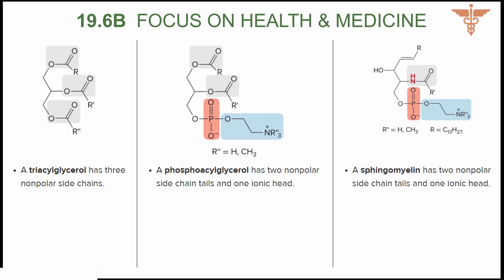So just a summary here. A triacylglycerol has the 3 nonpolar side chains. Glycerol is the backbone. And it's got 3 ester bonds from the 3 fatty acids. A phosphoacylglycerol has 2 nonpolar side chain tails instead of 3 of the triacylglycerols, and 1 ionic head, so this is the polar head. There's 2 esters here and 2 fatty acids. This one also has the glycerol backbone. And the phosphate group is on the terminal part of the glycerol on the primary end.